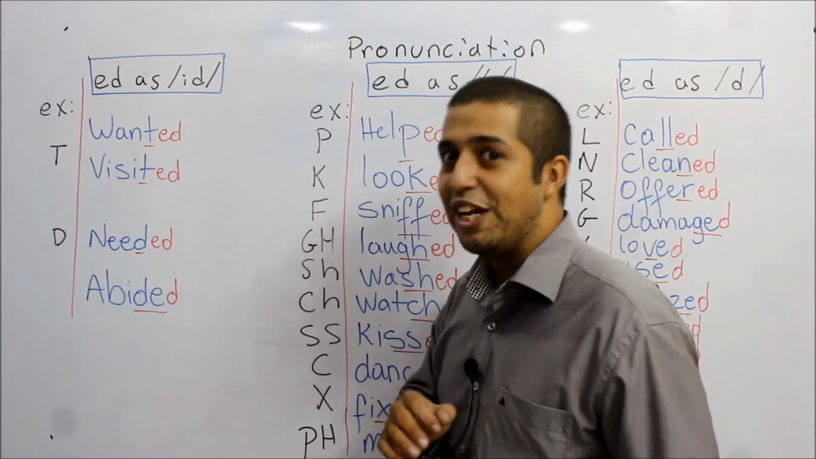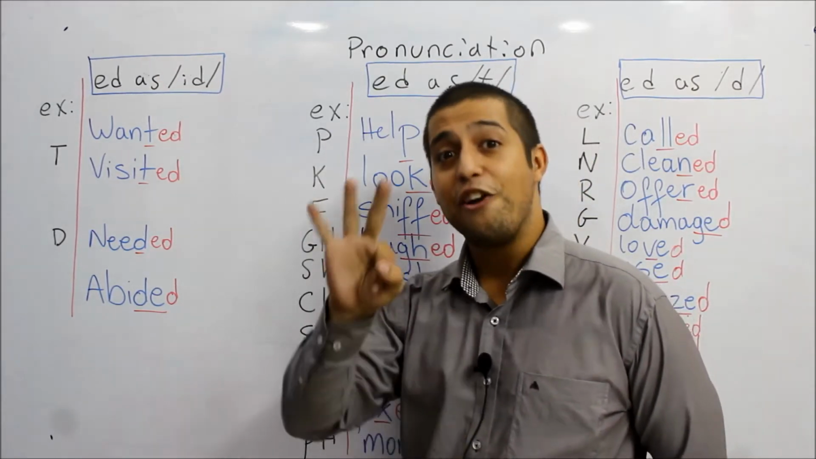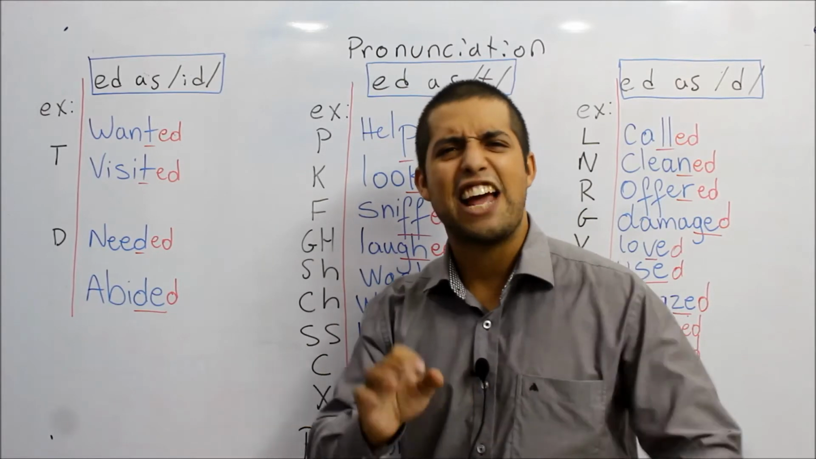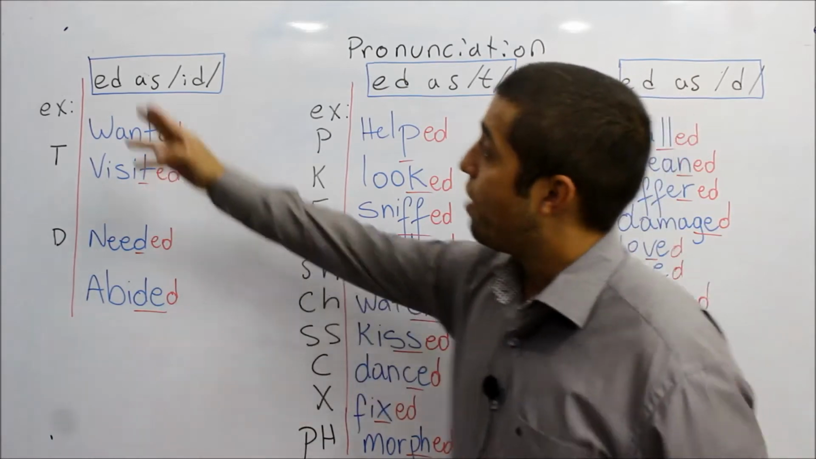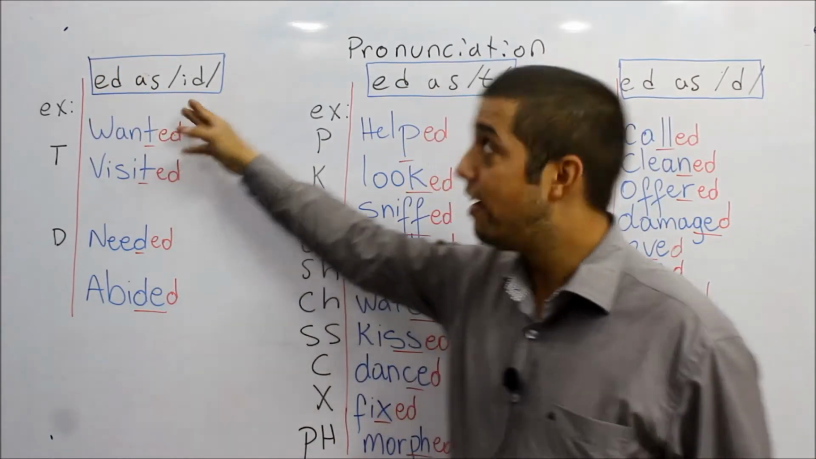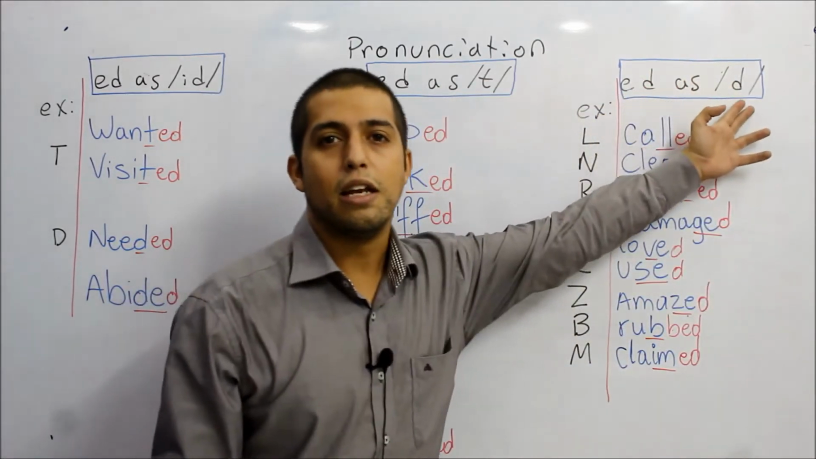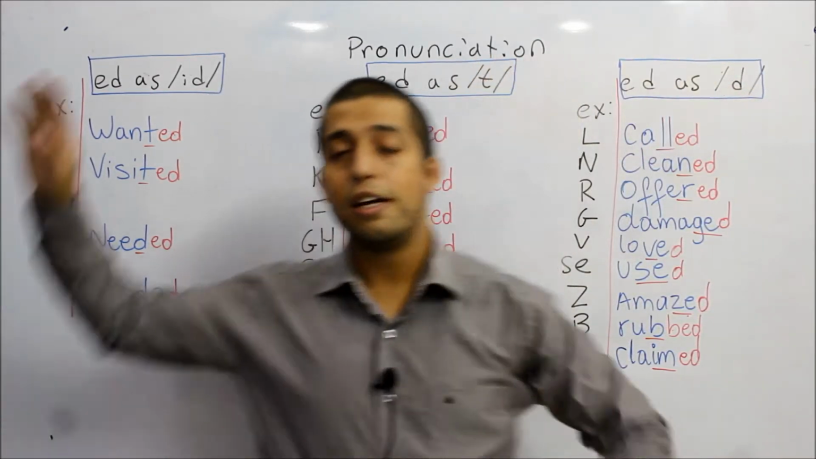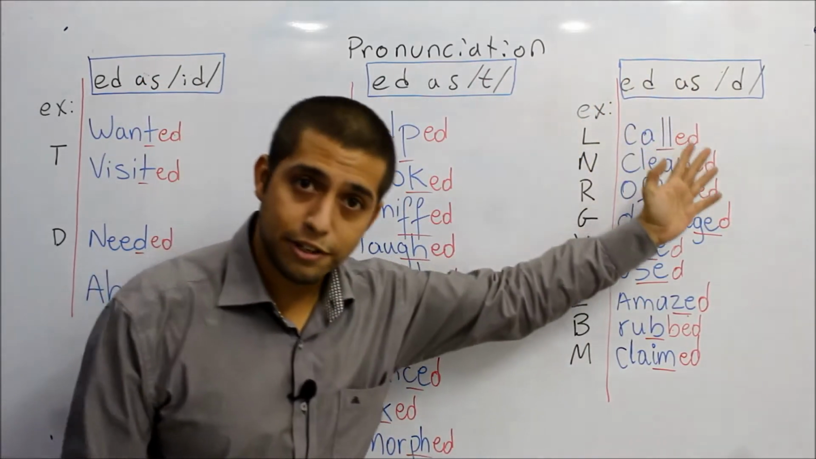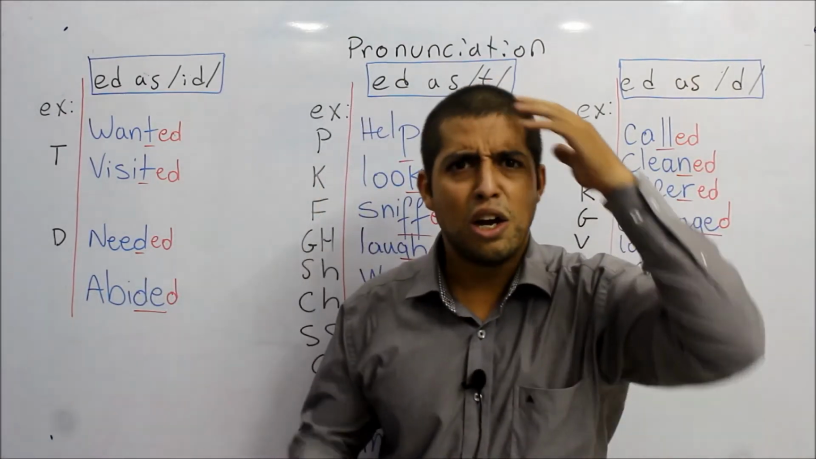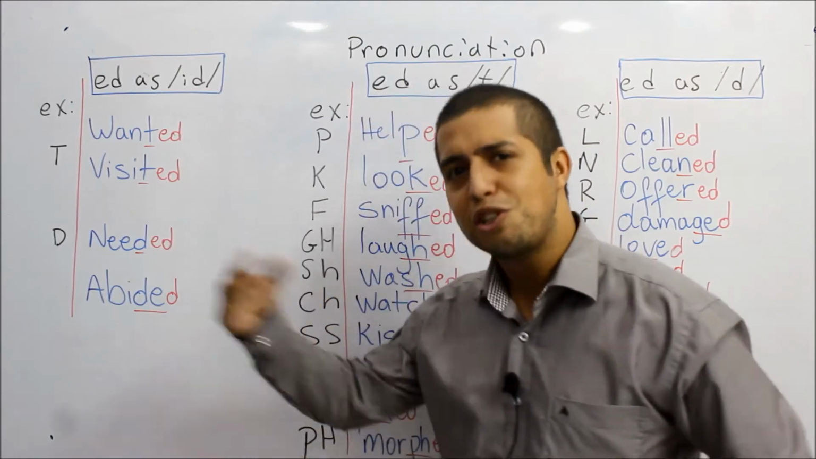Now today we are going to go over the ED endings. There are 3 ED endings and they're quite simple once you know the rules. Now we have ED as id, ED as t, and ED as d. Different. Now, many students ask, how do I know when to use them? It's so simple. Let's go over it.